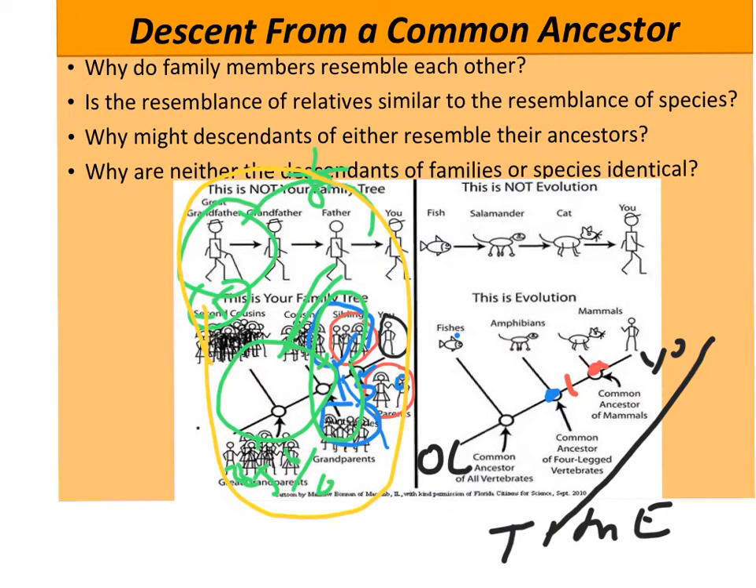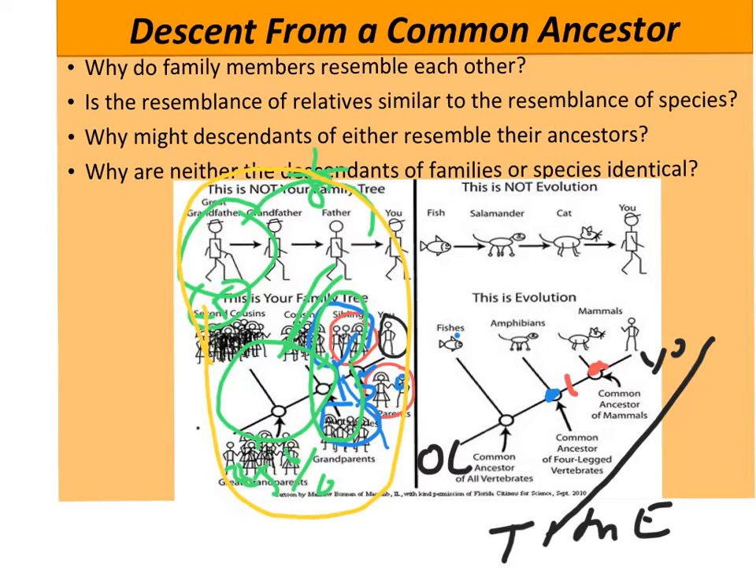Now, why do family members resemble each other? Well, they share common ancestry. It's a resemblance. In other words, think about it. Any of you look like your parents or a sibling? Why is that? Well, you share half of your genes and genotypes, and therefore you share phenotypes. So you look similar to some of them.